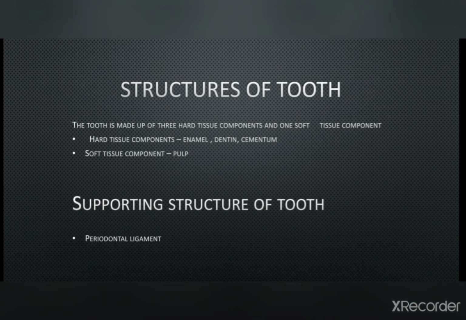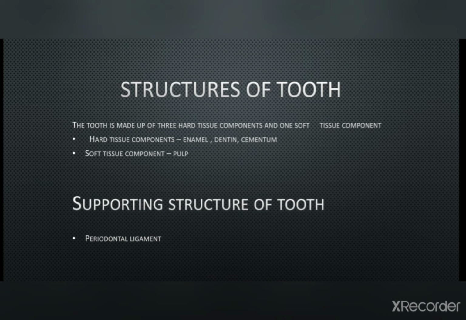So, the structures of the tooth. The tooth is made up of three hard tissue components and a soft tissue component. The three hard tissue components are enamel, dentin, and cementum. The enamel is the hardest tissue in the human body, and next comes the dentin, which is vital in nature. Cementum, as you all know, is the covering of the root, and the soft tissue component is the pulp, which has nerve supply and blood supply.